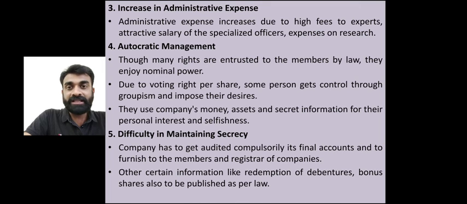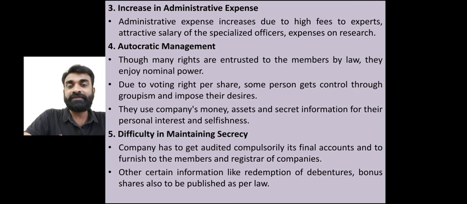The person who is holding the maximum number of shares is going to force the other partners or the other shareholders to get things done as per his or her own ways. Getting my point, right? So this autocratic management sometimes becomes a problem for the smooth regulation of the company.